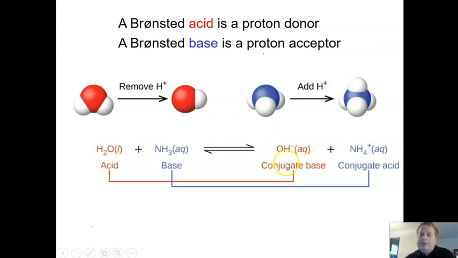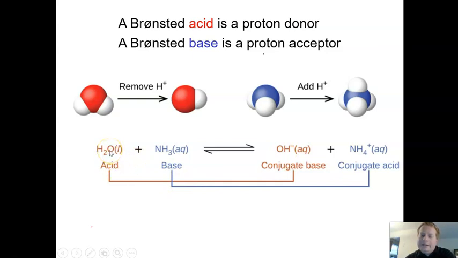But if we go the other direction, from right to left, OH- is actually picking up an H+. It's accepting a proton to become water again. So going in the other direction, that's acting as a base. So what we call the acid-base conjugate pair are H2O and OH- in this case.